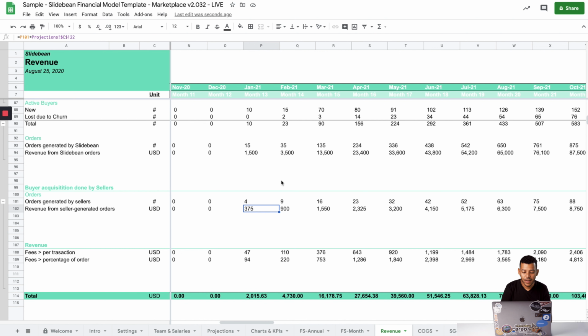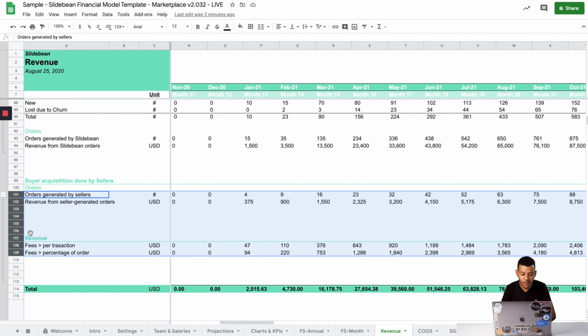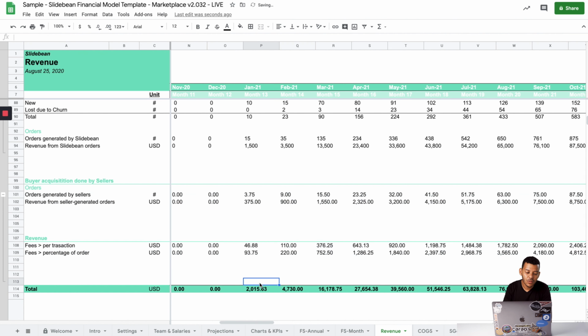Great. Okay. So now we have fees per transaction. So these are the fees that you're charging to the customer, to the buyer. So on top of the price, and then the percentage of the order, which is, again, the part that you're charging on top of that price. So that gives us a total of $2,000.15. There are some decimal numbers here, which we're simplifying, but you can enable them if you want. And that's why this is a decimal number. So that's the total revenue that you collected.